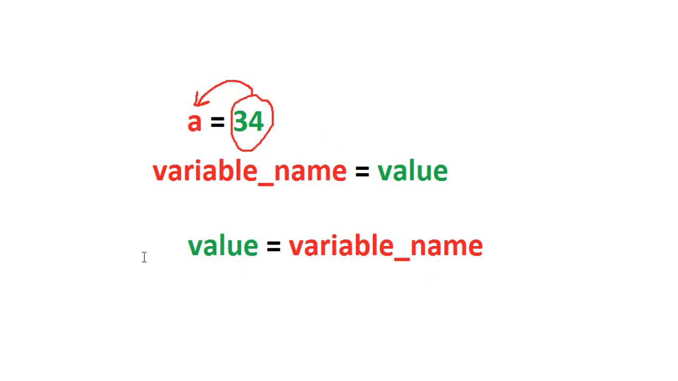If you specify it this way, it will throw an error because it's the wrong way. You have to specify the value on the right side and the variable name on the left side. This is the correct way. I hope you understand it, and this is the standard way. Now let's see another way of specifying a variable, which is by using chain.